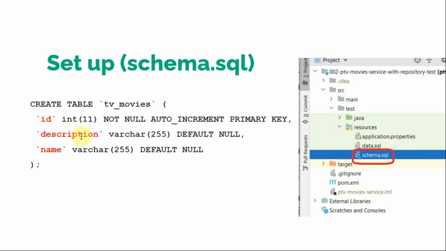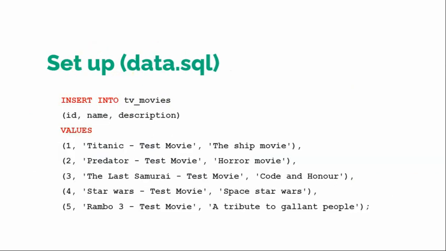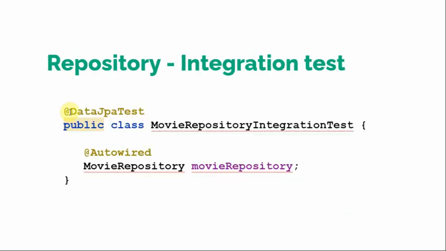commands. So whenever the test context is initialized, it will initiate the in-memory database and then run the schema.sql and create all the tables, etc. And the second thing it will do is run this data.sql file. So this is the seed data. It will automatically insert all these movies in the database. So now we can write the integration test for the repository.